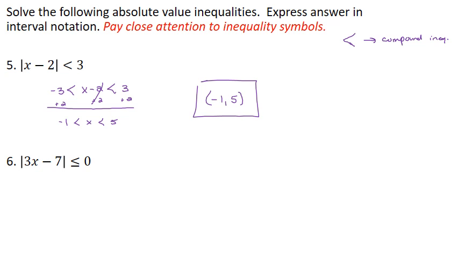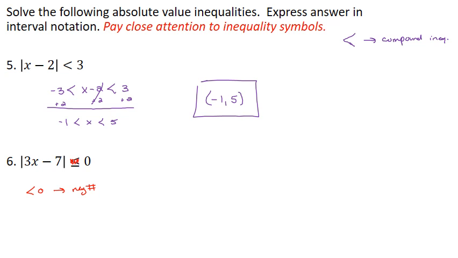So any positive number you see over here, you work it the same way. The only exception is what happens if it's 0, as you can see in number 6. It says the absolute value of 3x minus 7 is less than or equal to 0. But remember what this means. When something is less than 0, that means that it is a negative number. Absolute values cannot be negative, so the less than 0 part has no bearing on this.